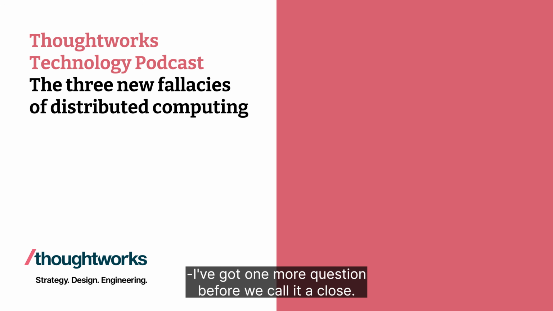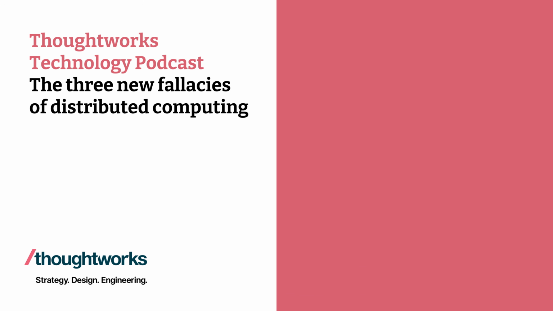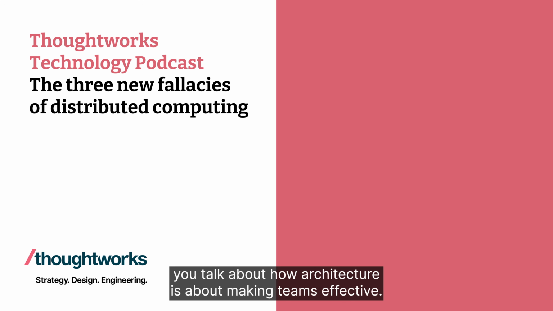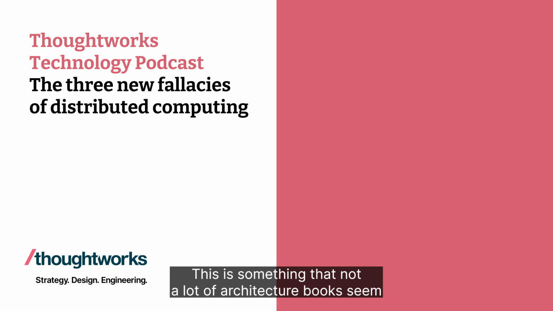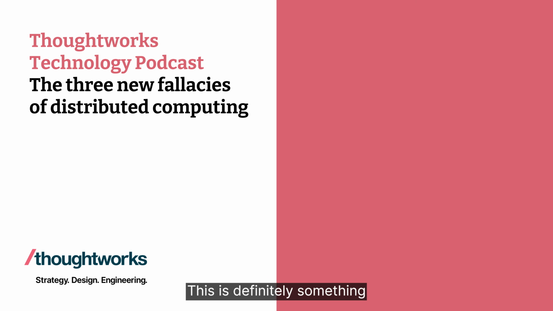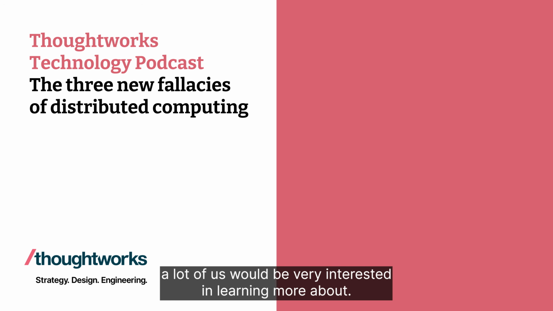I've got one more question before we call it a close. Towards the end of your book, you talk about how architecture is about making teams effective, and this is something that not a lot of architecture books seem to cover. So this is definitely something a lot of us would be very interested in learning more about.